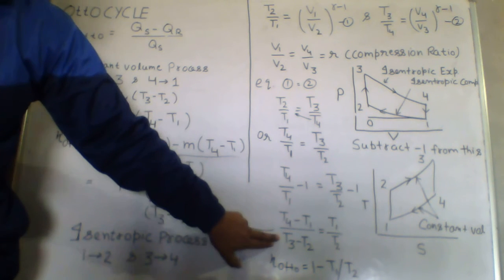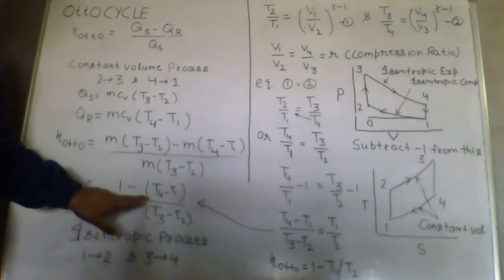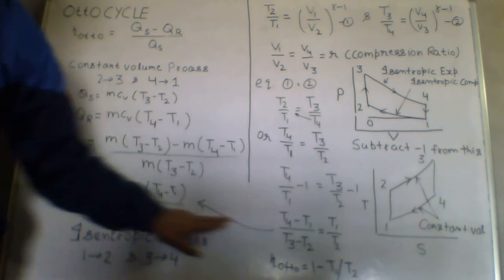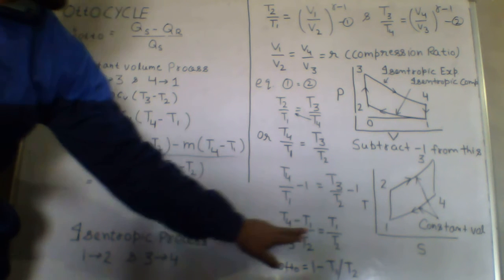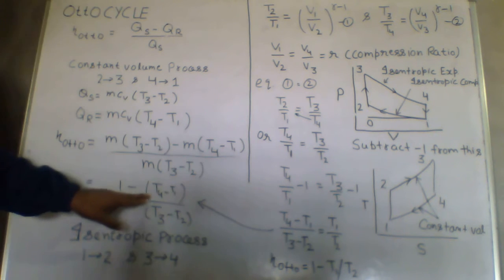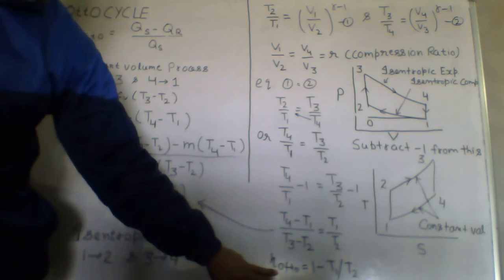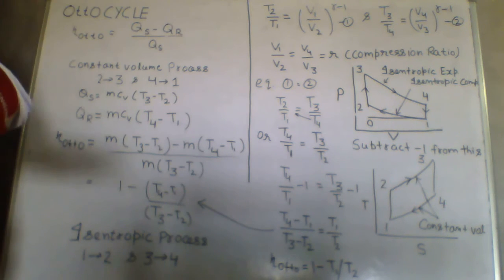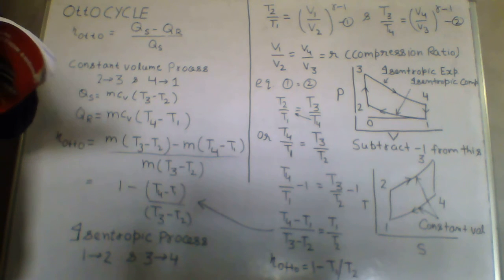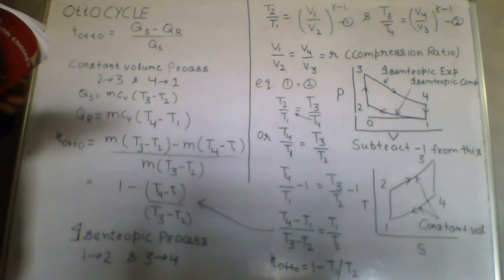Now these two values are the same. You can see this value and this value is the same. So you can put T1 by T2 here. So we will get the efficiency of the Otto cycle is 1 minus T1 by T2. So this is the complete derivation for the efficiency of the Otto cycle.